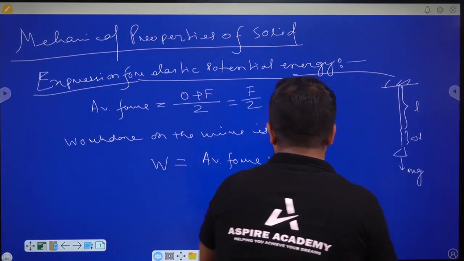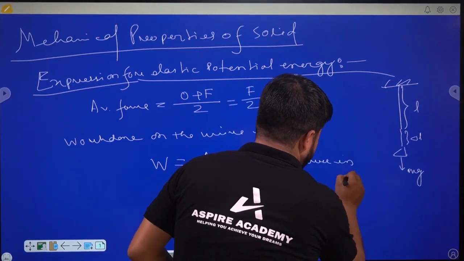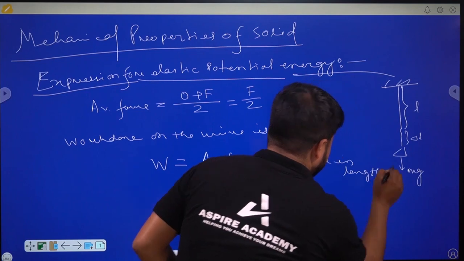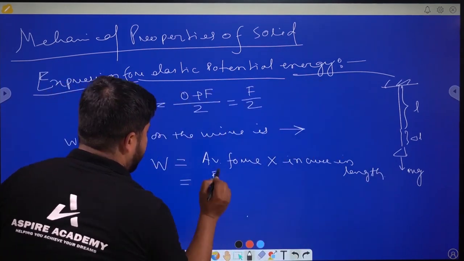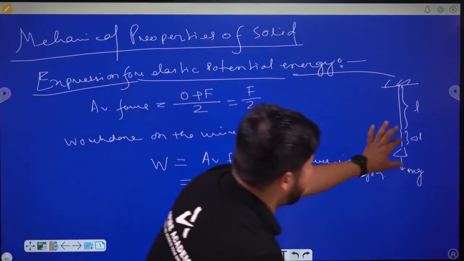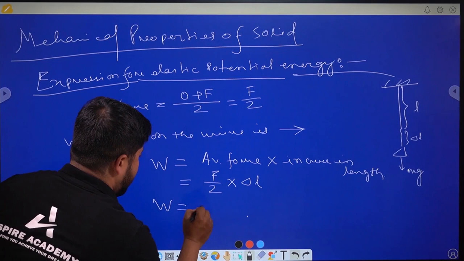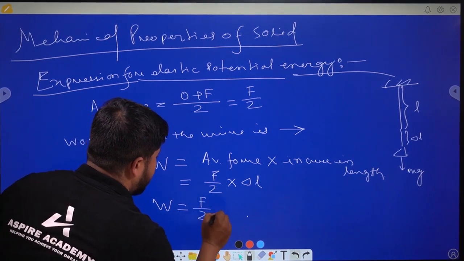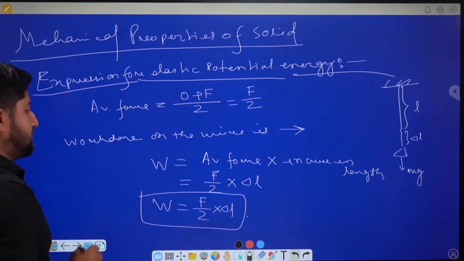Displacement is nothing but increasing length. Increase in length. Average force is equal to what? We are already getting F by 2. Increasing length means what? Del L. This is del L. So work done is equal to what? F by 2 into del L. This amount of work done is what?